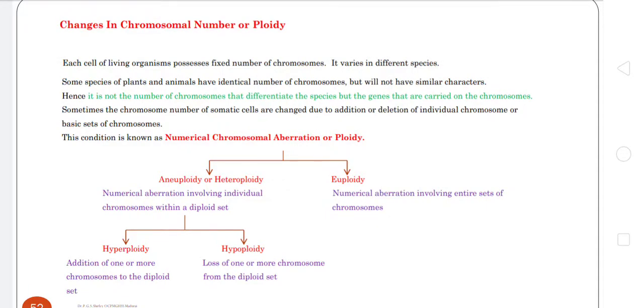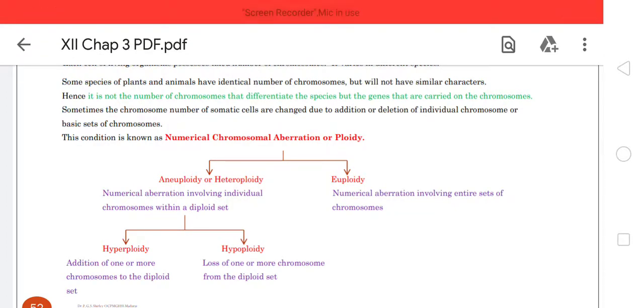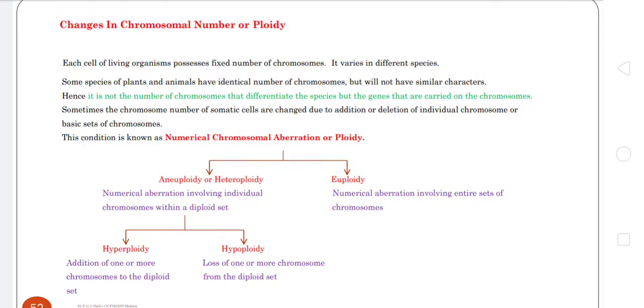Namaskaram students. In the last class, we discussed mutation and its types. In detail, we saw gene mutation or point mutation. Today we are going to discuss chromosomal mutation.